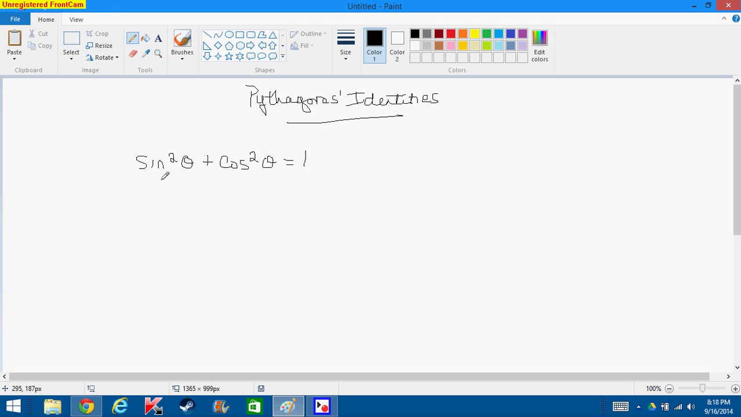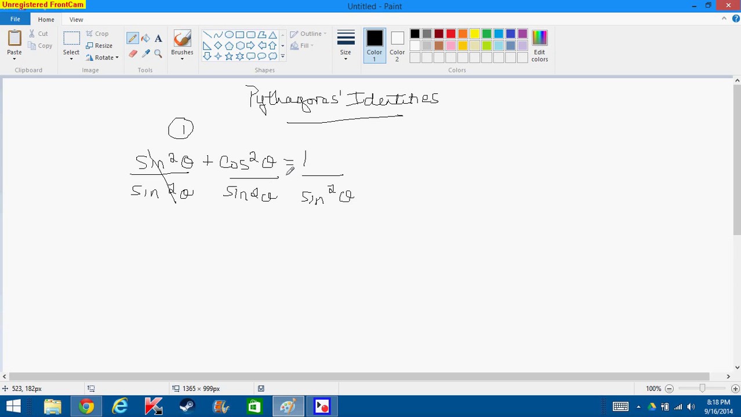So let's just try this out. We could divide both sides of the equation by sine squared of theta. This breaks down to 1. Cosine squared of theta, we can just divide that by sine squared of theta. And 1 over sine squared of theta.